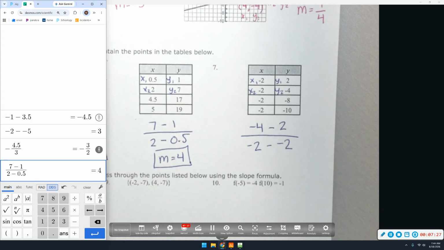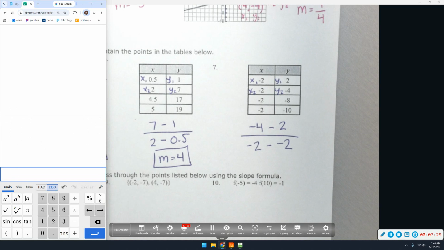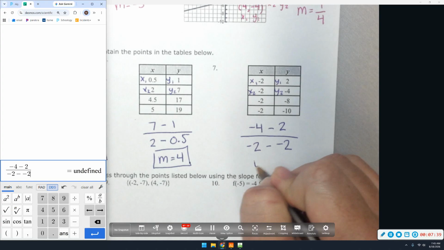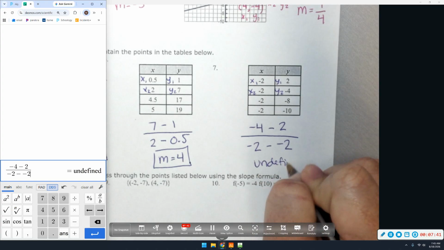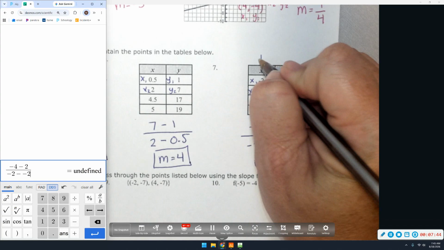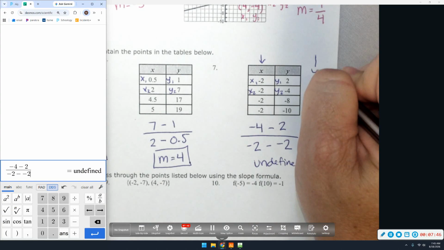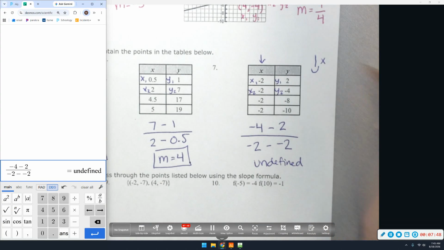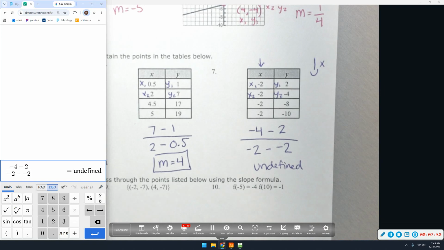So when I type this in, type divide first, -4 minus 2 over -2 minus -2. What does it tell me? Undefined. Do y'all remember Slope Dude yesterday when all the x's were the same? That was his nose. It's a vertical line, and it's an x equals equation. Okay? And we'll get my posters up, I promise.